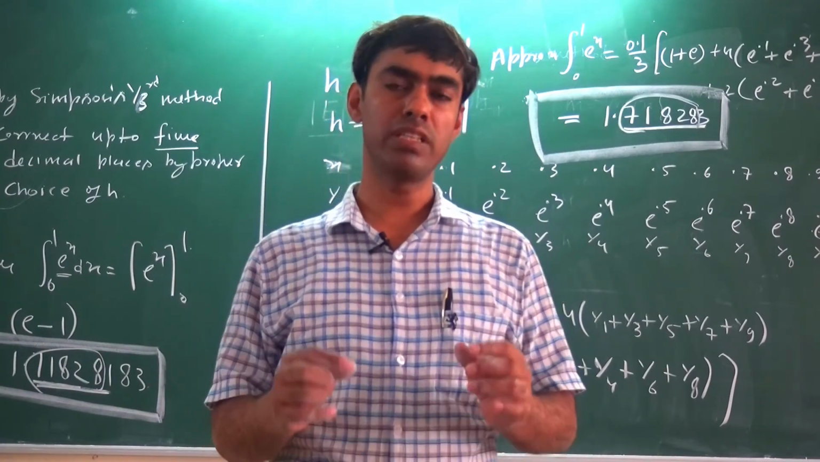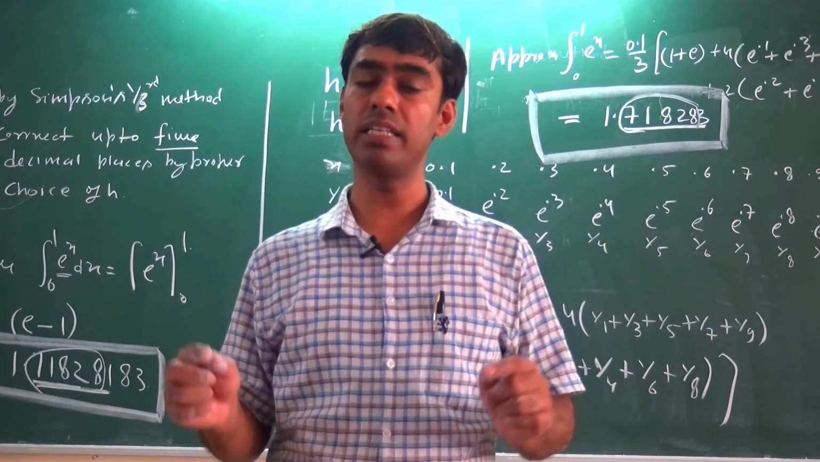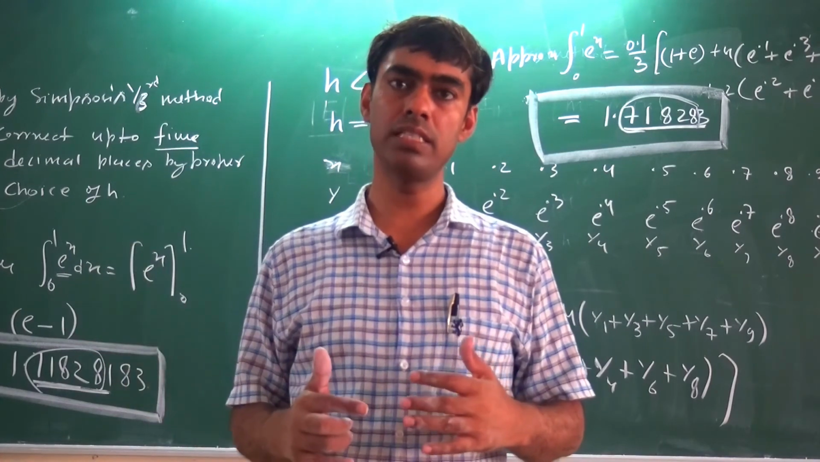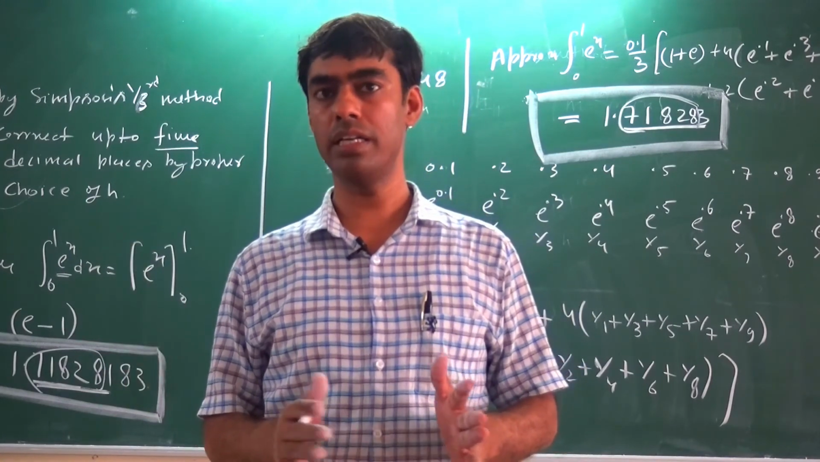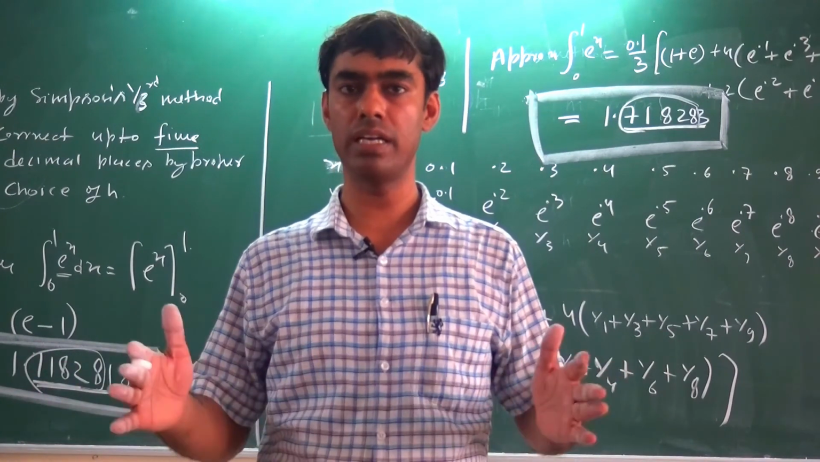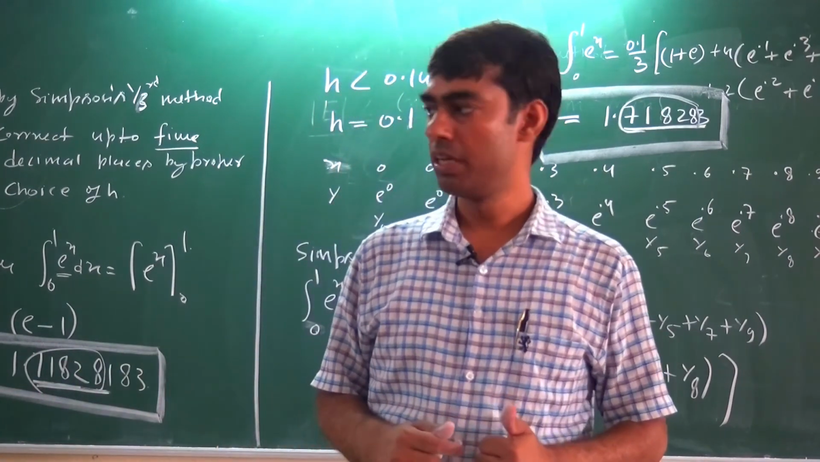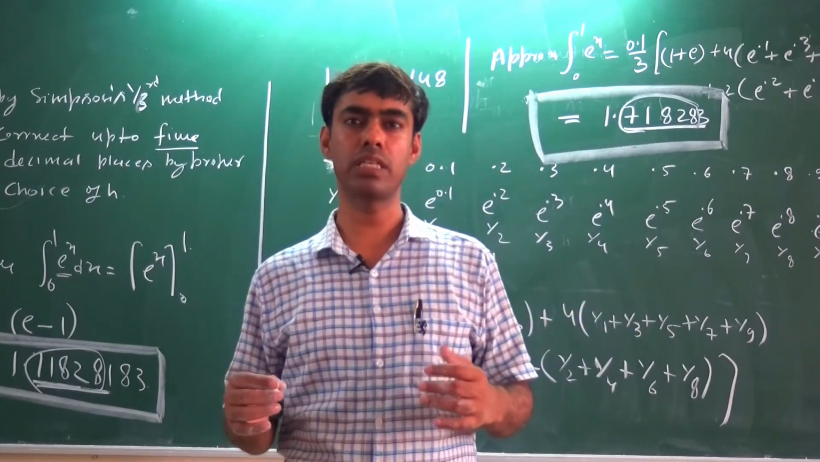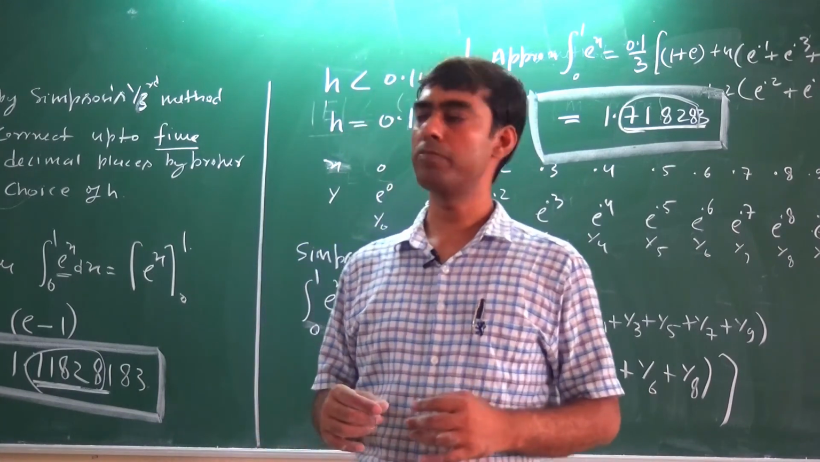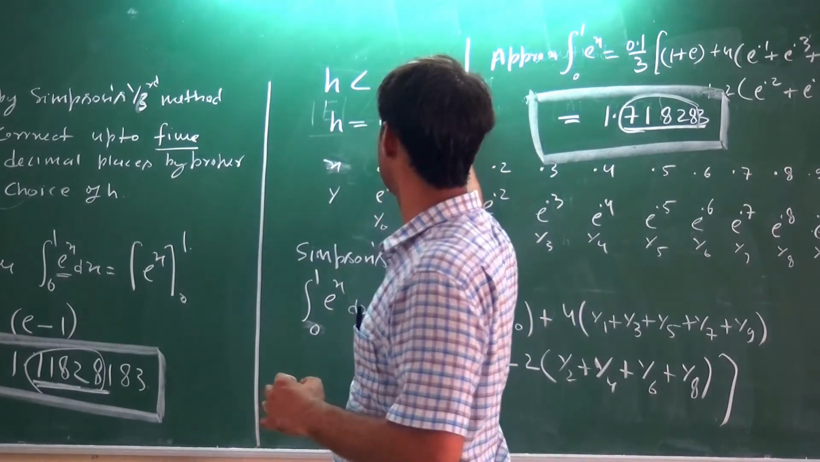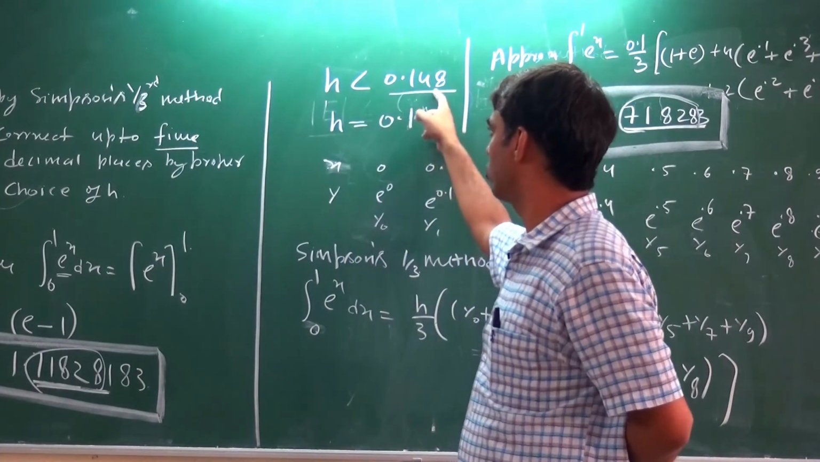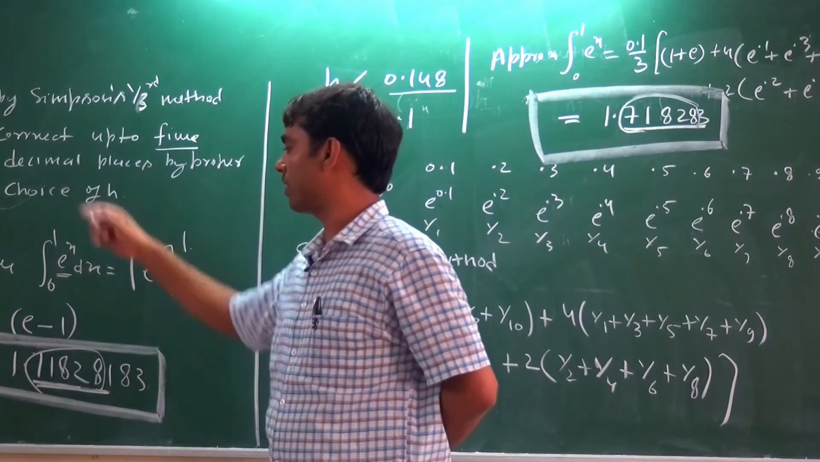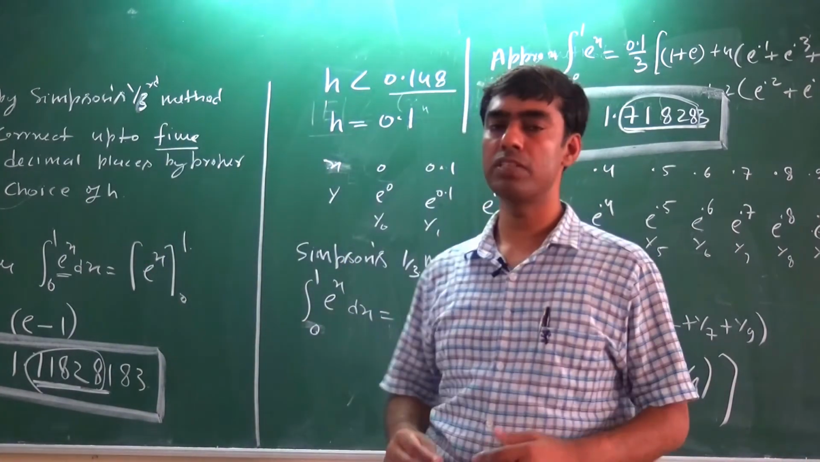So what is the value of h? We know that as h is small, the accuracy will increase. If h is larger, then the error is also larger. If h is small, then the error is also small. So with this information, we try to find the value which is correct up to 5 decimal places, and we find the value of h. h must be less than 0.148. If h is less than 0.148, then we are able to find a correct value up to 5 decimal places.